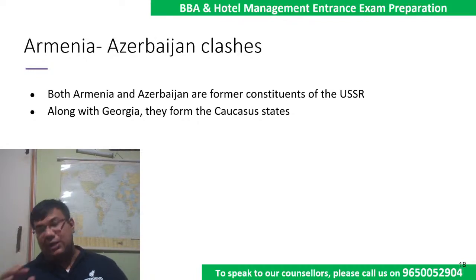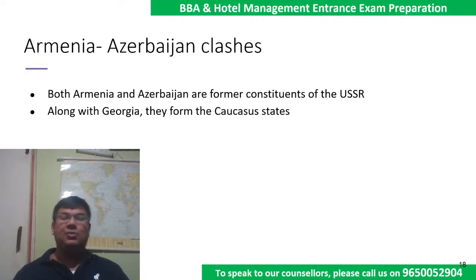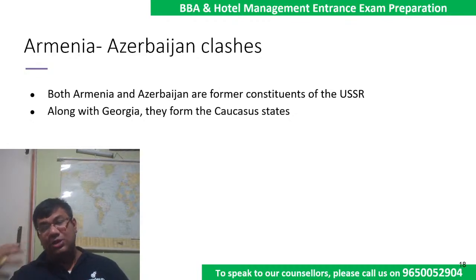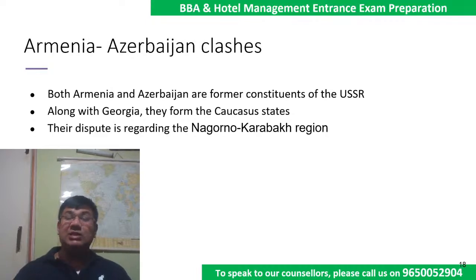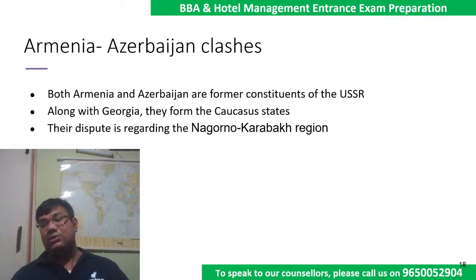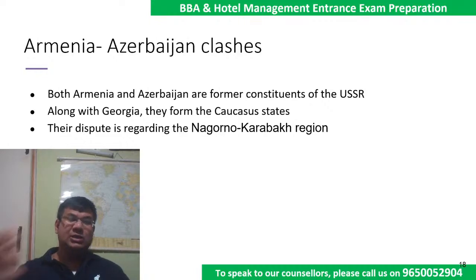That's because, as per history, as per anthropology, these people originated from around the Caucasian mountains. So there is a dispute regarding the Nagorno-Karabakh region. That is a region that was disputed, just like there are so many disputed territories on earth. This is one of them. So after independence, after these countries separated from the USSR, there was a clash regarding this region.